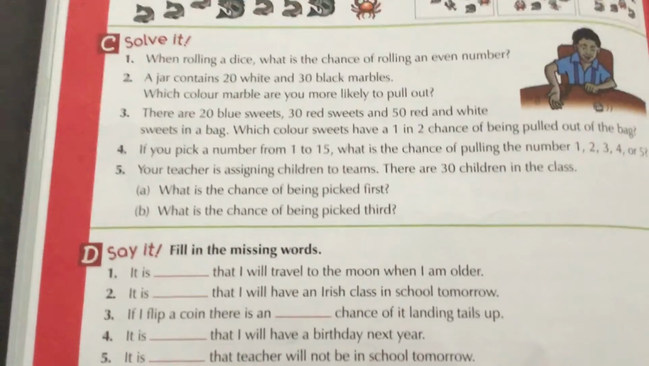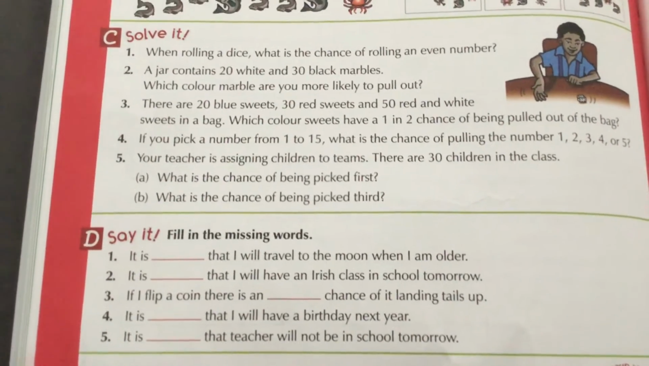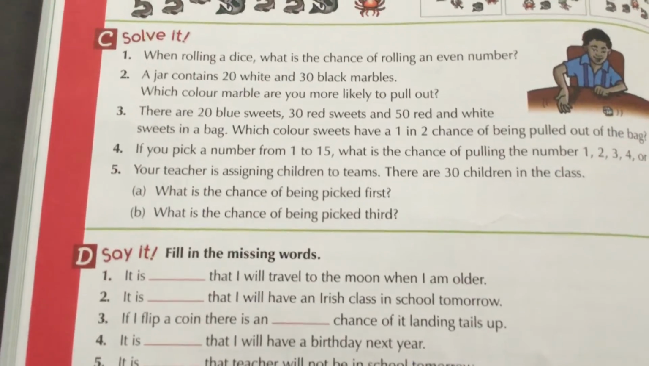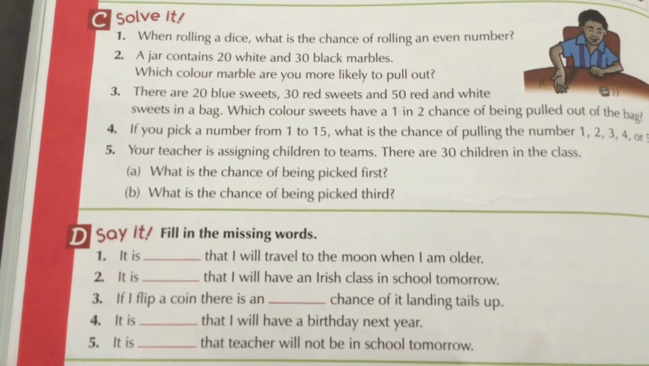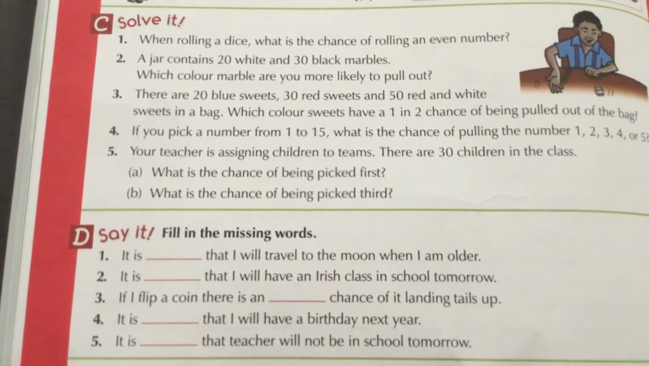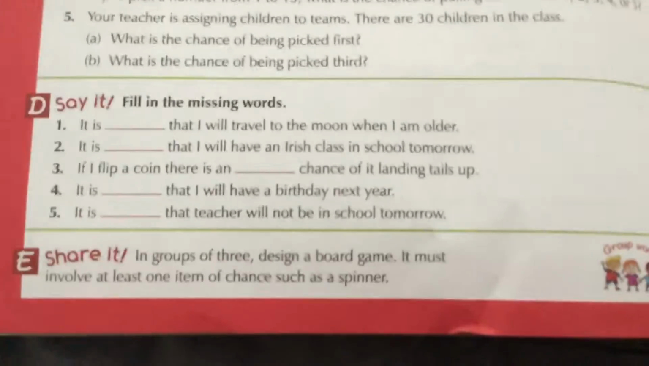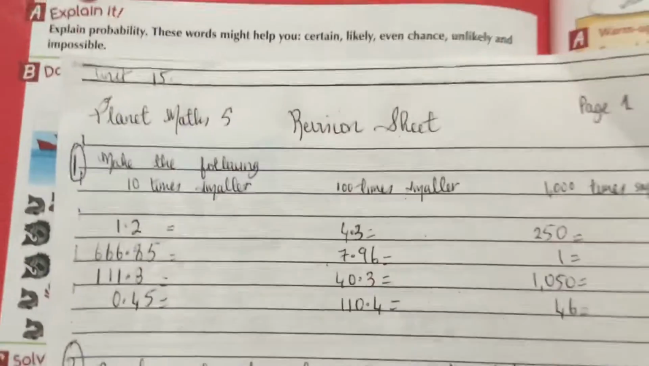And also, Miss Walker with the Gaelga. If I flip a coin, there is a something chance of it landing tails up. Number 4, it is something that I will have a birthday next year, please God. And 5, it is something that teacher will not be in school tomorrow. So for number 5, we're going to consider the school grounds. And then that's an impossibility. If you wanted to go ahead and do something like it, but have a feeling you're not going to anyway, because I have introduced more revision.